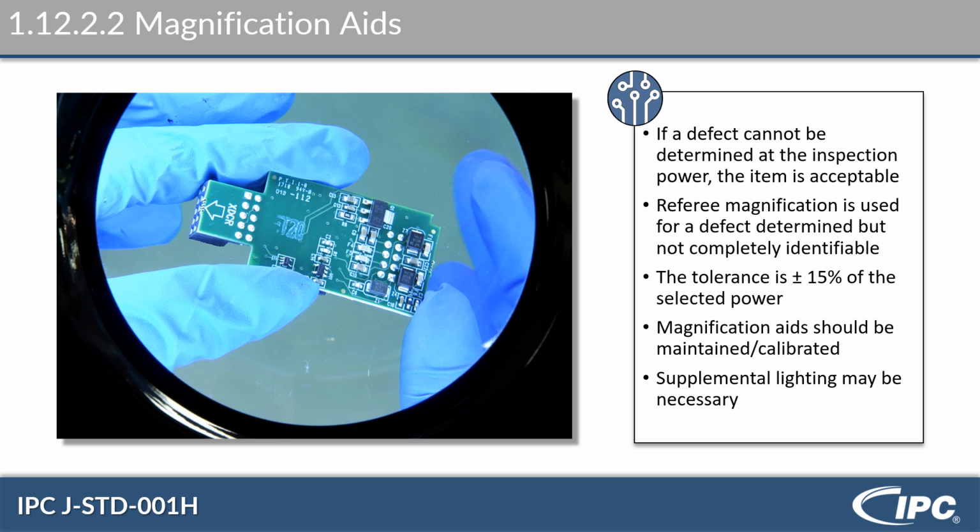Magnification aids should be maintained and calibrated, like in our microscopes. Supplemental lighting may be necessary. Again, a flashlight for inspection is very common.